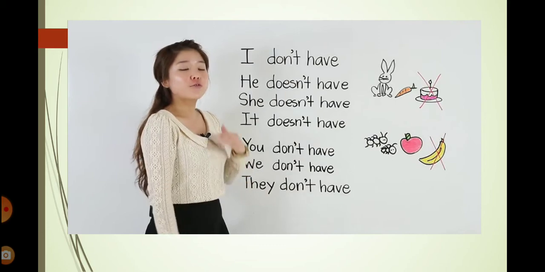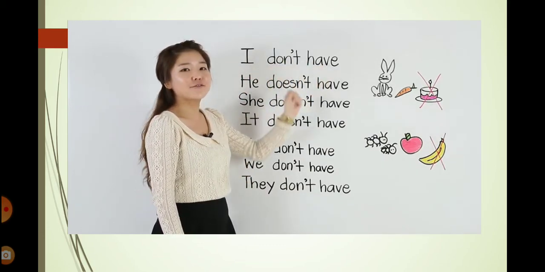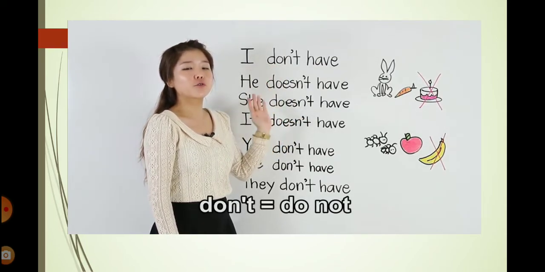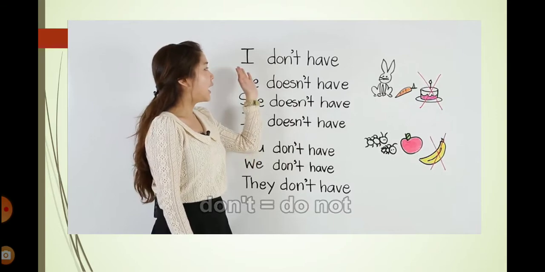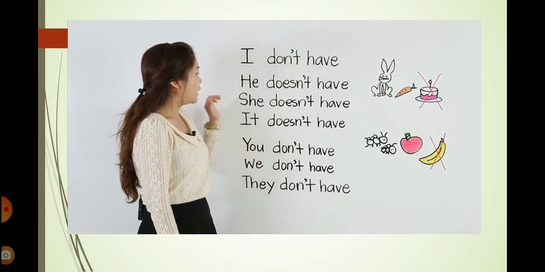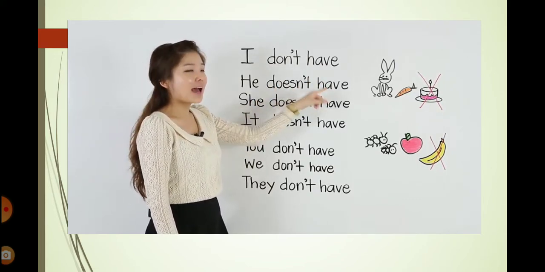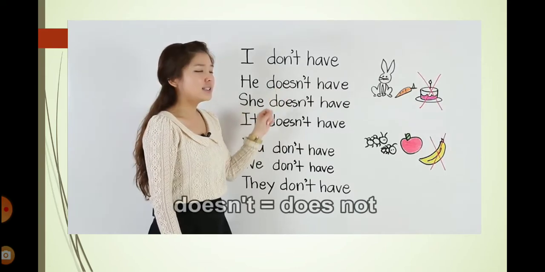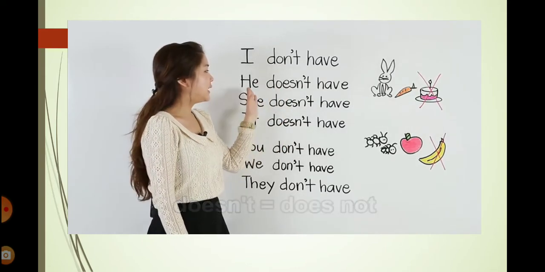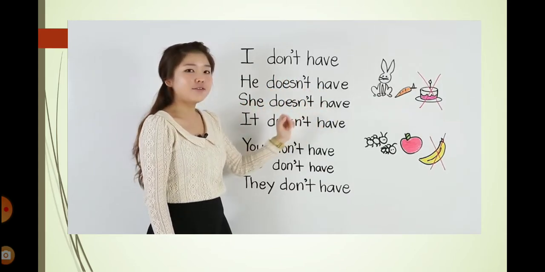Okay, first, for I, we use I don't have. Remember, don't is a contraction for do not. I don't have. For he, she, and it, we use doesn't have. Doesn't is a contraction for does not. He doesn't have. She doesn't have.